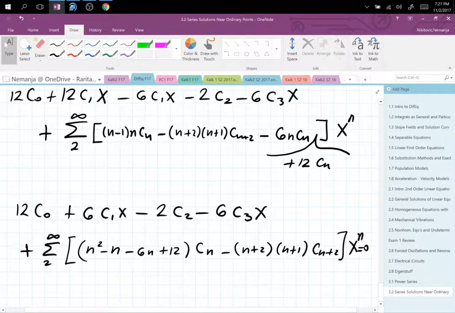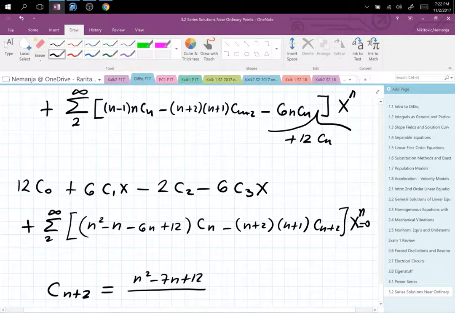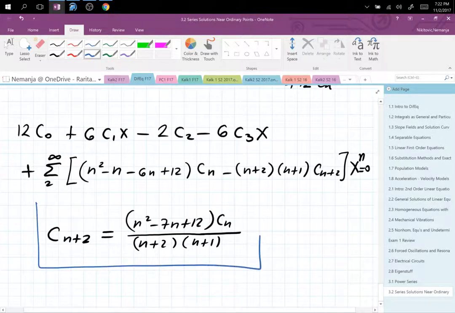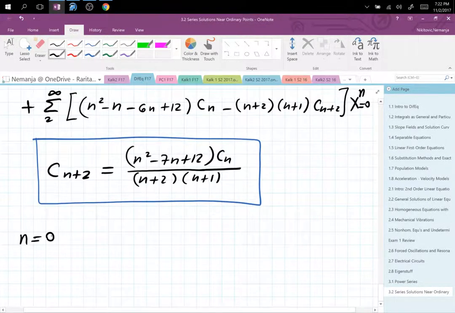So what is the recursion? The recursion equation is cn plus 2 equals n squared minus 7n plus 12 times cn, divided by n plus 2 times n plus 1. That's our blue equation. All this work to get the blue equation. Now you crank n equals 0.